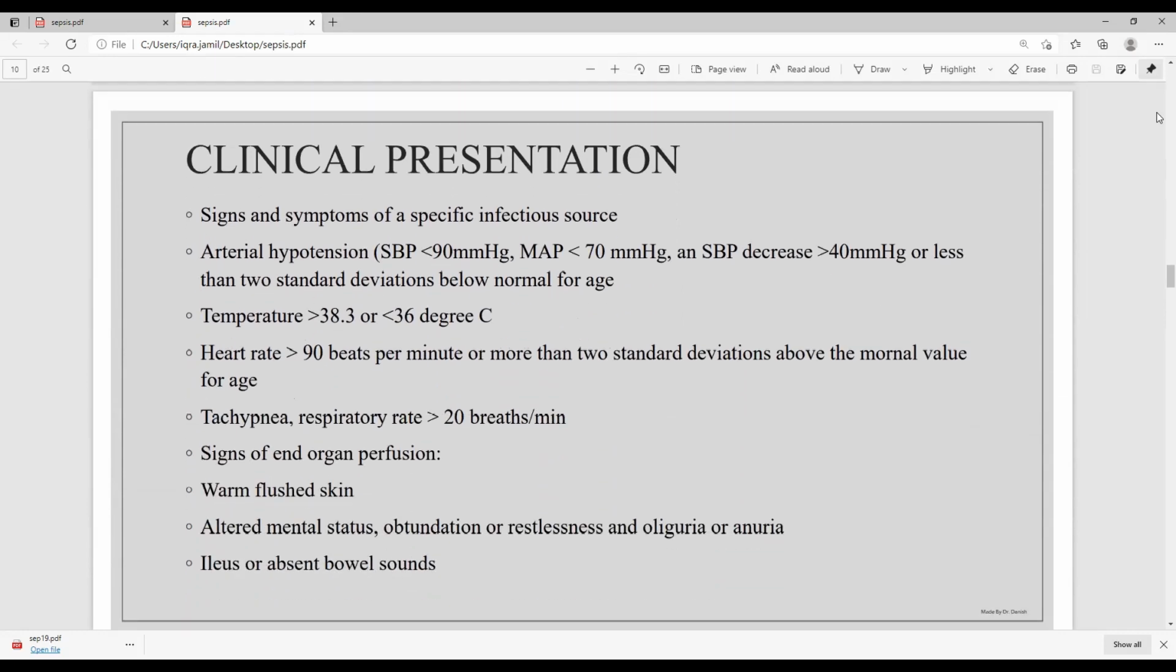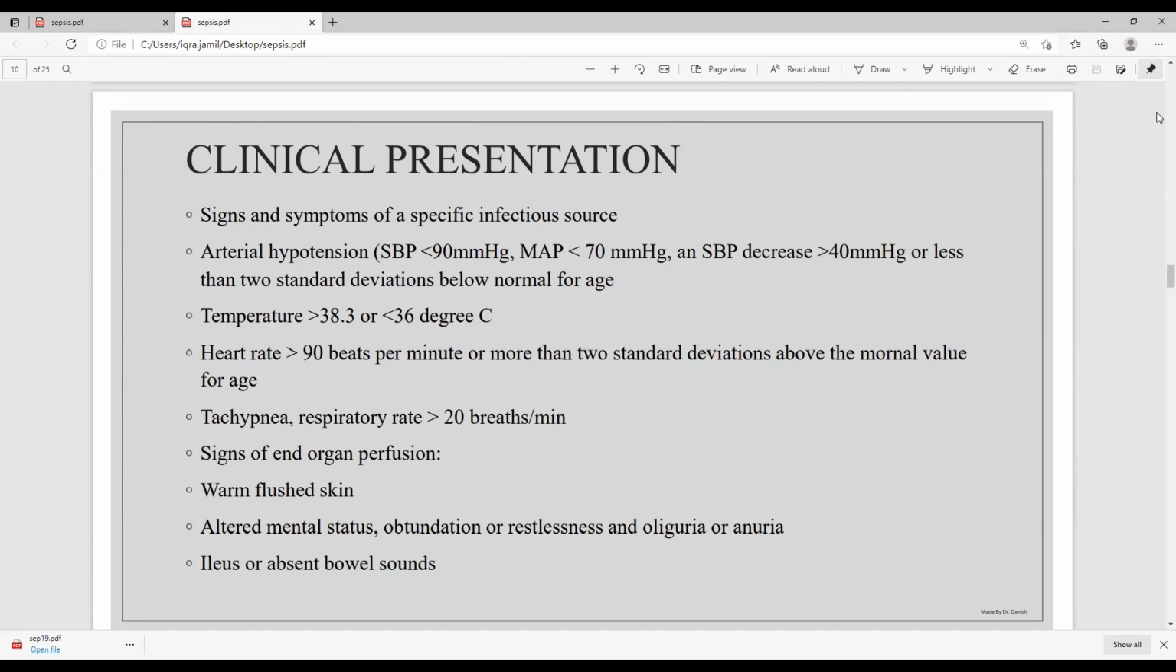Clinical presentation: signs and symptoms of a specific infectious source, arterial hypotension, systolic blood pressure less than 90, MAP less than 70, or systolic blood pressure decrease of more than 40 or less than 2 standard deviations below normal for age. Temperature more than 38.3 or less than 36. Heart rate more than 90. Tachypnea, respiratory rate more than 20.